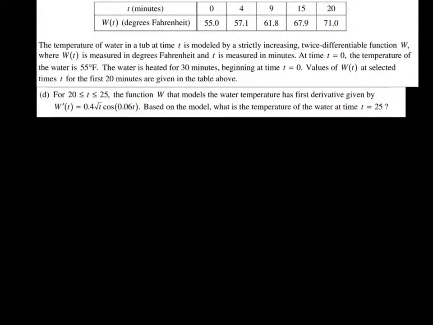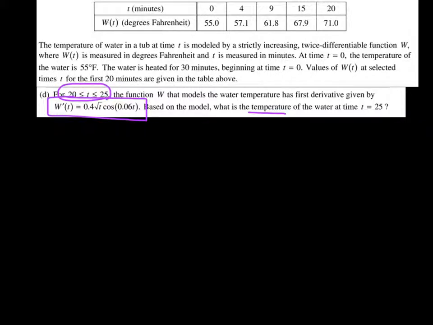Part D says, for 20 to 25 minutes, the function W that models the water temperature has first derivative given by W prime of t equals 0.4 square root of t cosine of 0.06 t. Based on the model, what is the temperature of the water at t equals 25? So they want the actual temperature of the water at t equals 25. This is a little different than part D that we had in the 2013 question, because this time we're given a rate and we're asked to go backwards to get a temperature. And I'm talking about this specific time interval, 20 to 25 minutes.